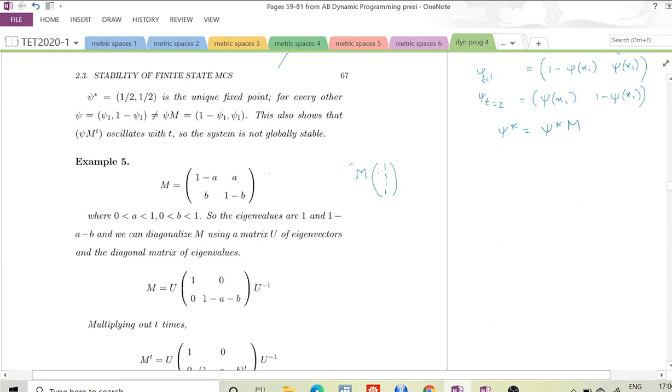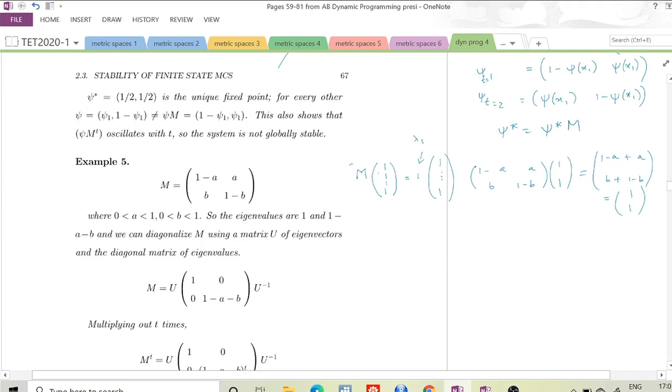Let's do it for this example here. So 1 minus A, A, B, 1 minus B, times 1, 1. That's going to be 1 minus A plus A, B plus 1 minus B. So that's going to be 1, 1. All I'm doing is adding up a bunch of numbers that add up to 1. So this will satisfy that it's equal to 1 trivially times this, right?